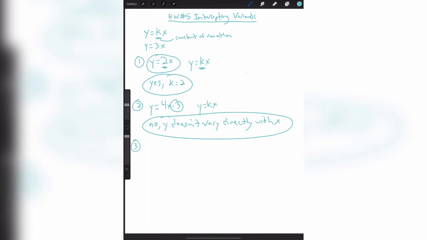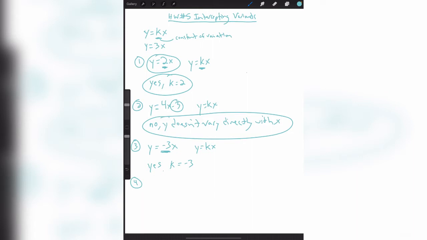Number 3, it says y equals negative 3 times x. All right, once again, we're looking to see if this is like it says, determine whether y varies directly with x. You pull up the direct variation equation, y equals k times x. And in this situation, we have an equation that looks very similar, and negative 3 is our constant of variation. So I would say yes, k is equal to negative 3.